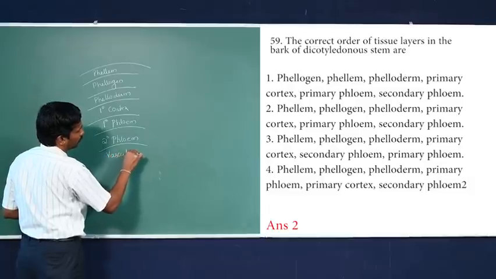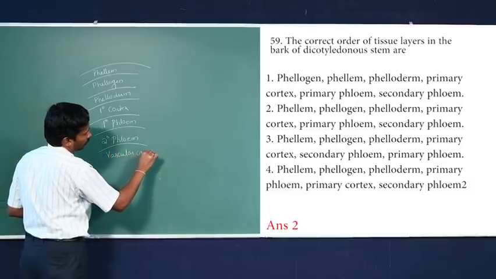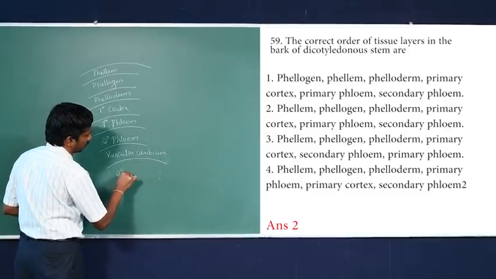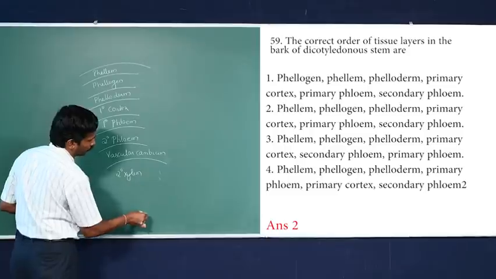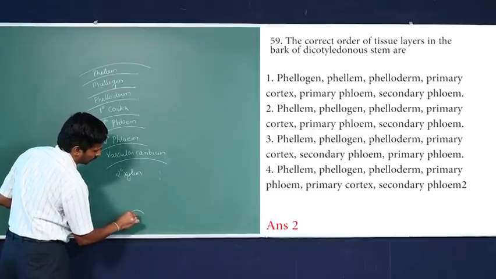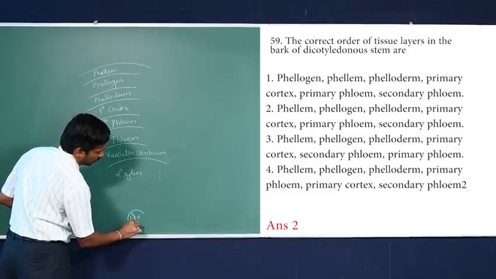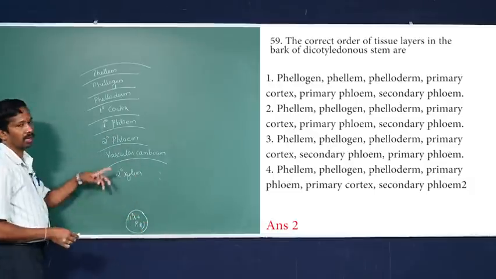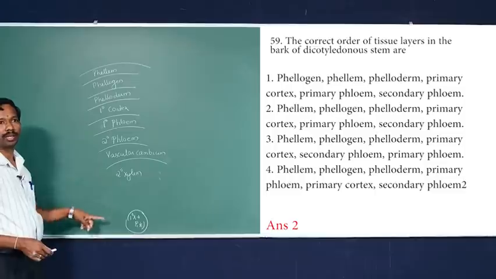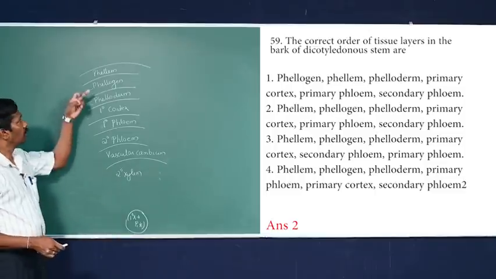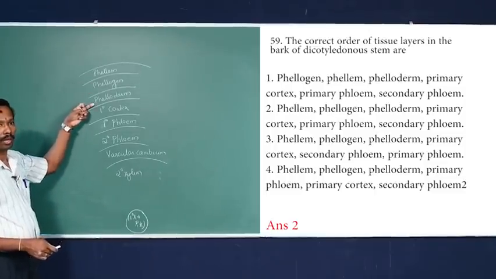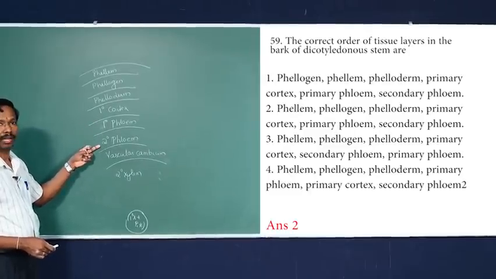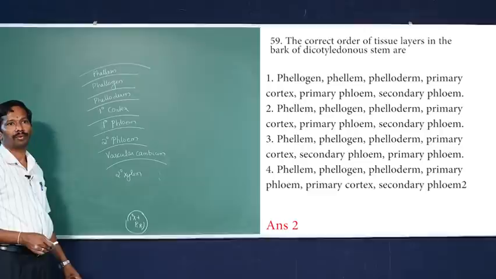vascular cambium, followed by secondary xylem extensive, primary xylem and compressed pith. So this is constituting the tissues from outer to inner side. So the answer is phloem, phloem, phelloderm, primary cortex, primary phloem, secondary phloem. Answer 2 for question number 59.